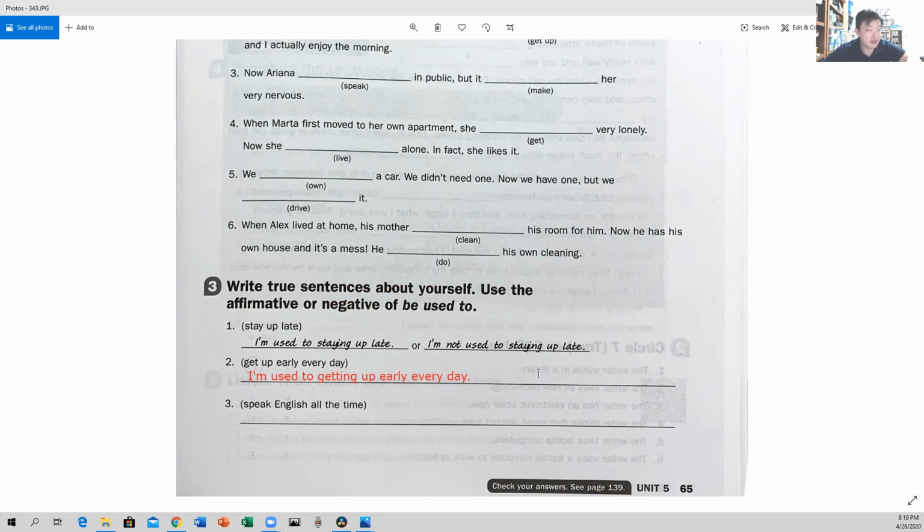But teacher, if this is not true for me, so you just do the negative of the verb to be here. I'm not used to, and that will be the same. Okay, good. Let's go to number 3. Speak English all the time. So for me, in my case, I'm used to. I'm used to, and now you change to gerund, verb plus ing. I'm used to speaking English all the time. Okay, so that's the correction for today.